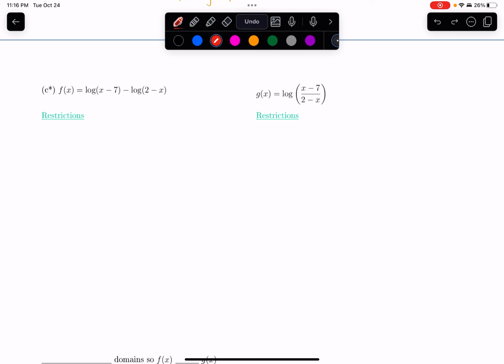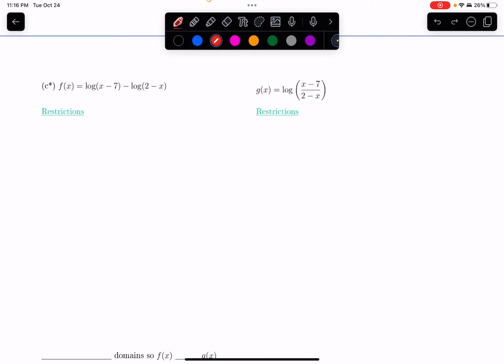So I want to give you some time to find the domain of each of these functions. Pause the video for about 4 minutes, maybe 5 minutes, to try to find the domain of each of these. You first want to find the restrictions and then try to get the domain. Pause it in 4, 3, 2, 1. Pause it, and try to find the domain.